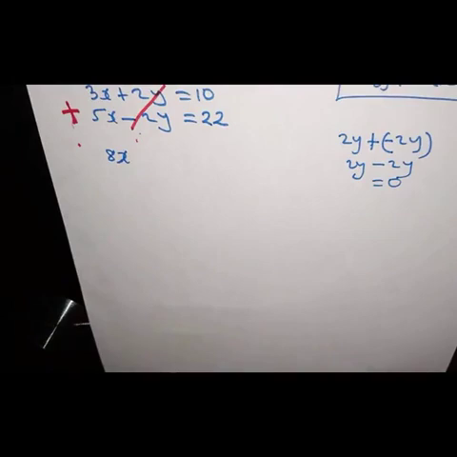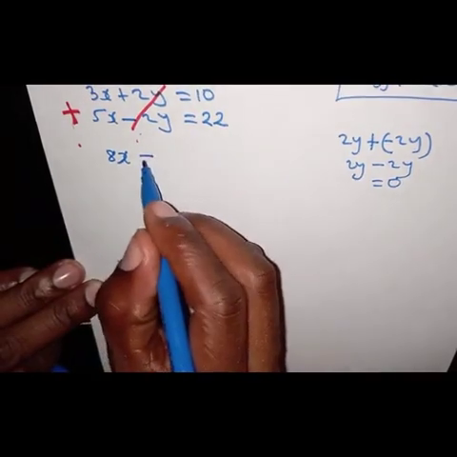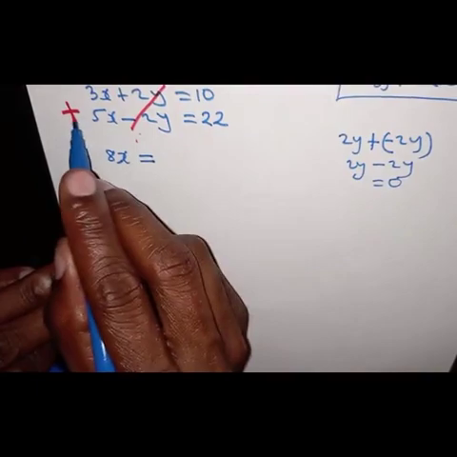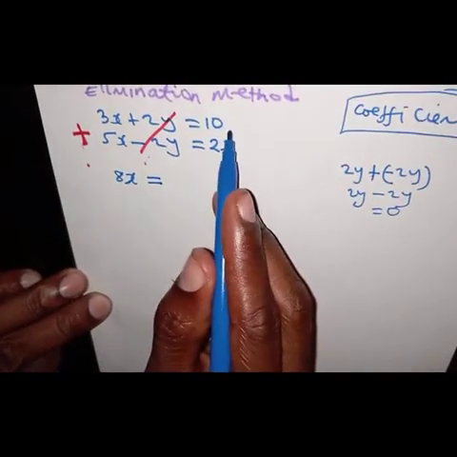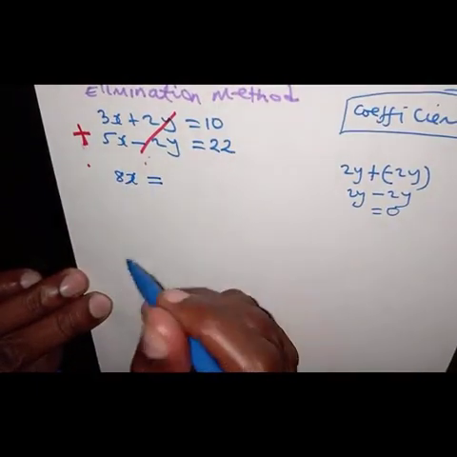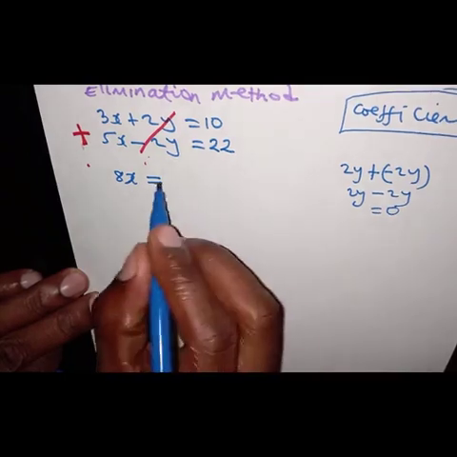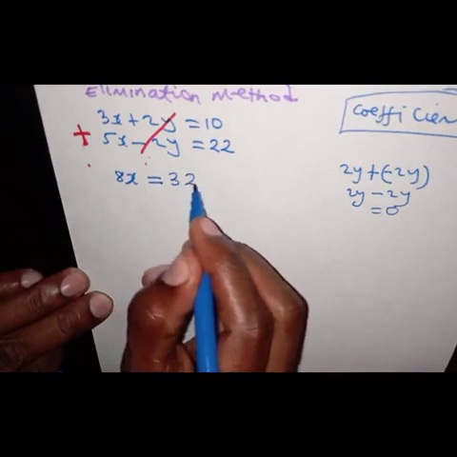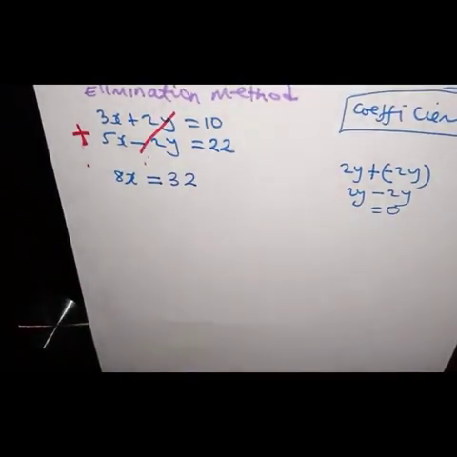Don't write y. It has gone. It has been eliminated. So it means you have this remaining. Equal sign, you write it. Then 10 plus 22. You will get 32.